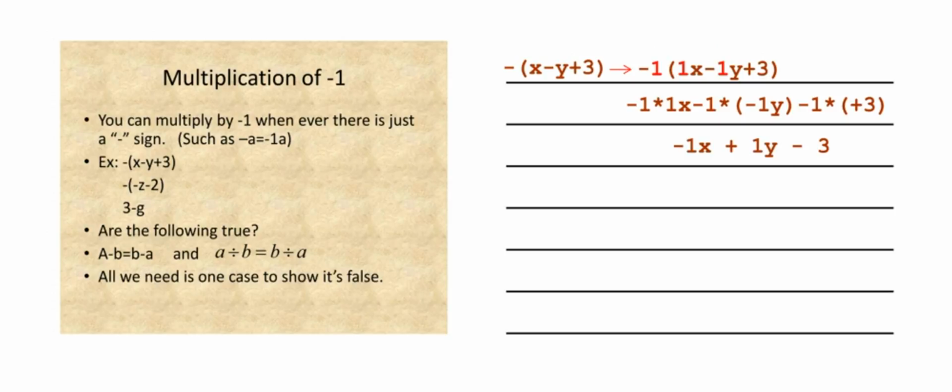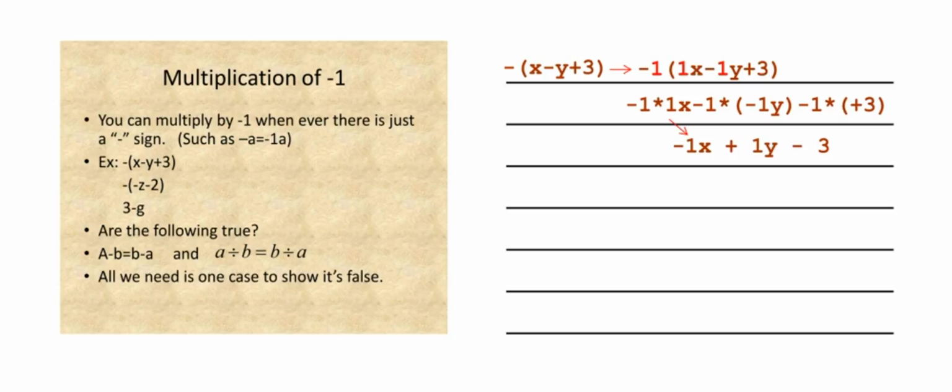So simplification, negative 1 times 1 will give us negative 1x. And negative 1 times negative 1y, well, 1 times 1 is still 1. Negative times a negative becomes a positive. And therefore, it's a positive 1y. Negative 1 times 3 is 3. Negative times a positive gives us a negative 3. So we have negative 1x plus 1y minus 3.